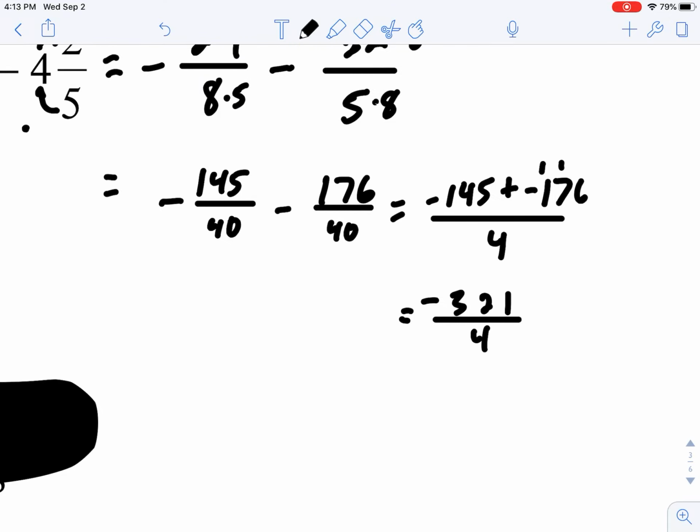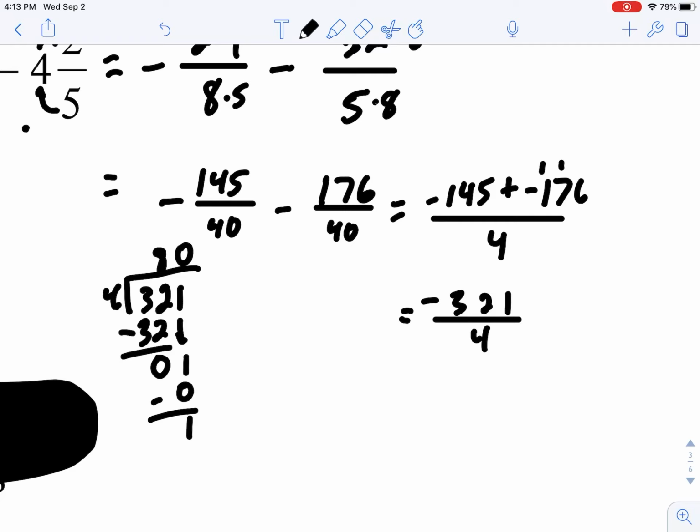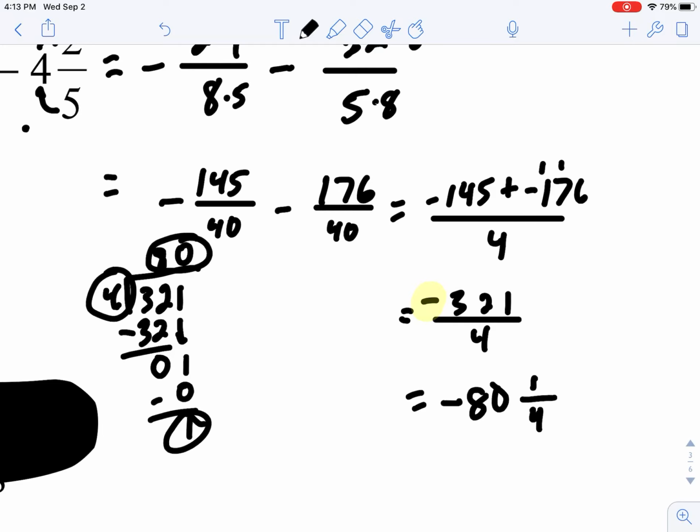And I just bet we need to take 321 divided by 40. 40 won't go into 3, but 40 goes into 321 8 times. So you subtract that, there's 1 left over. So that means 1 is the remainder. So we have a negative sign here. 8 is the whole number. 1 is the numerator. And 40 is the denominator.